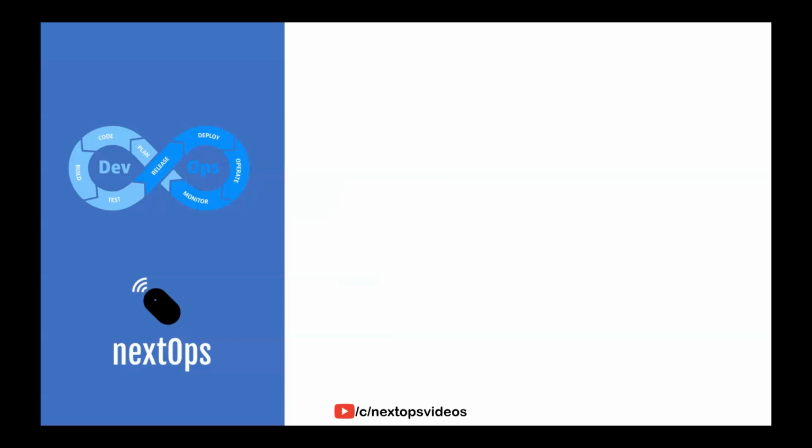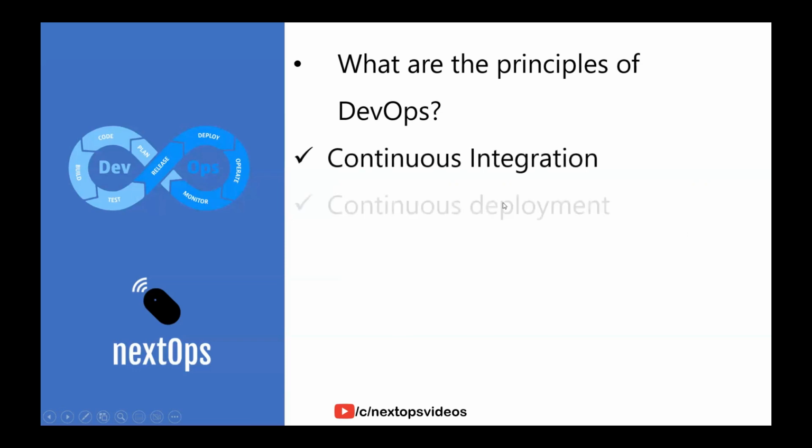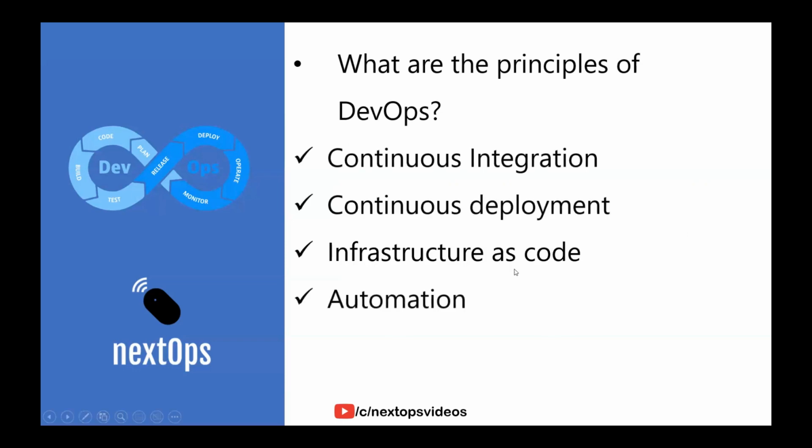The next question is, what are the principles of DevOps? It is continuous integration, continuous deployment, infrastructure as code, automation, and monitoring. So as I mentioned in the previous slide, DevOps brings automation practices with the help of different tools. DevOps brings transparency with the help of different tools into the organization.